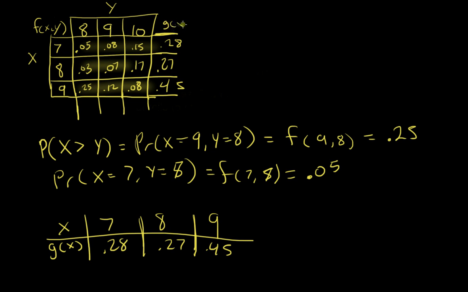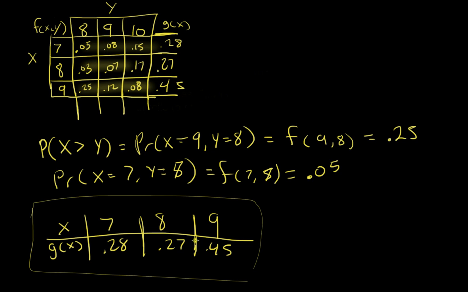So this is g of x right here. The reason marginal distribution functions are called marginal distribution functions is because they're in the margins, over to the side. They're the sum of the columns and the rows for a discrete probability distribution function. So this is the way you would write it as a table. You should be able to do this also for y.